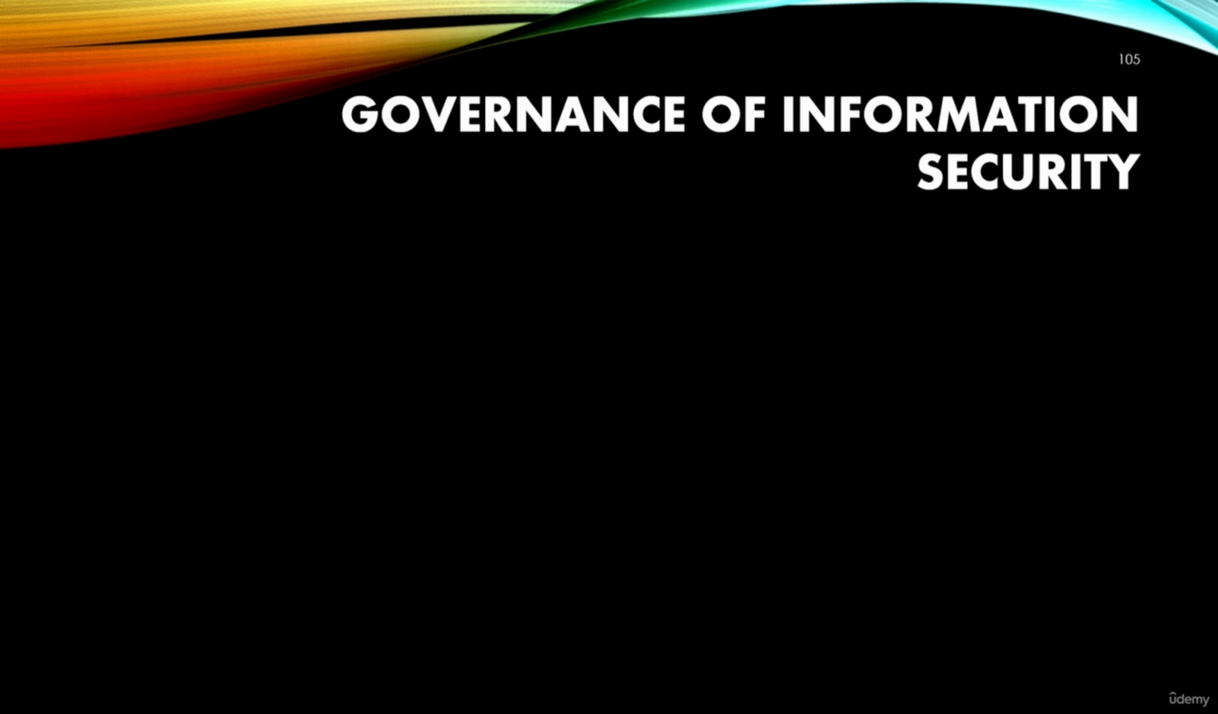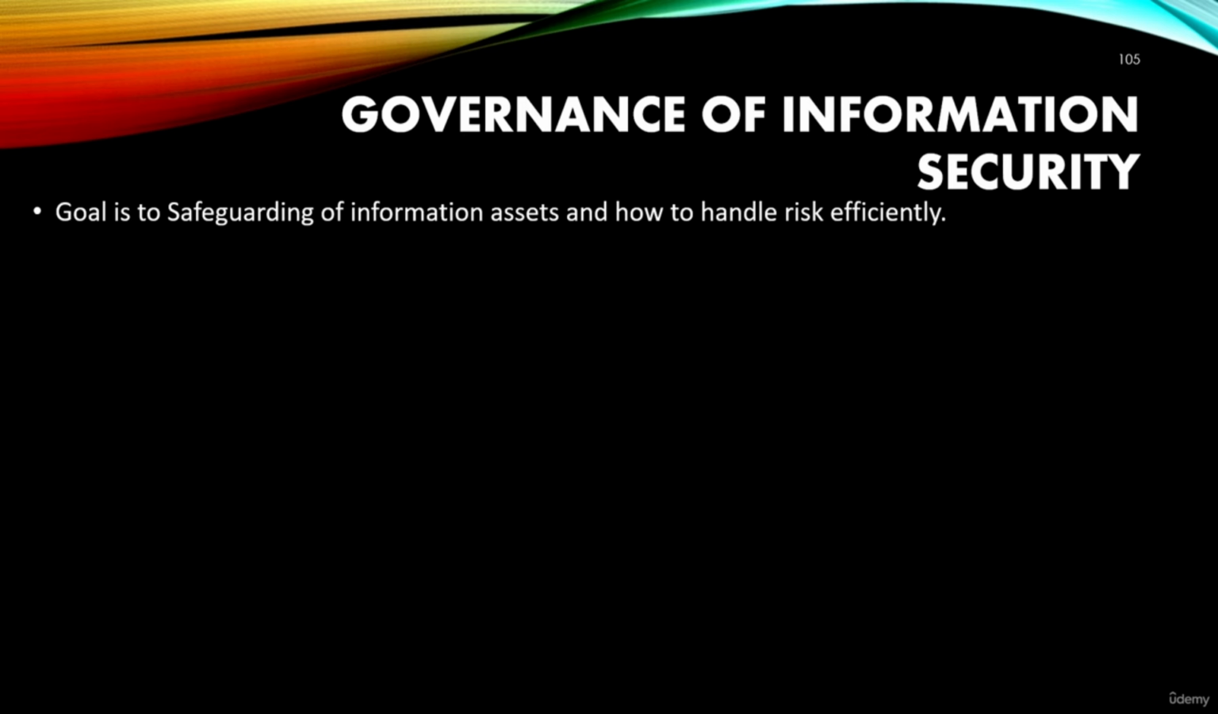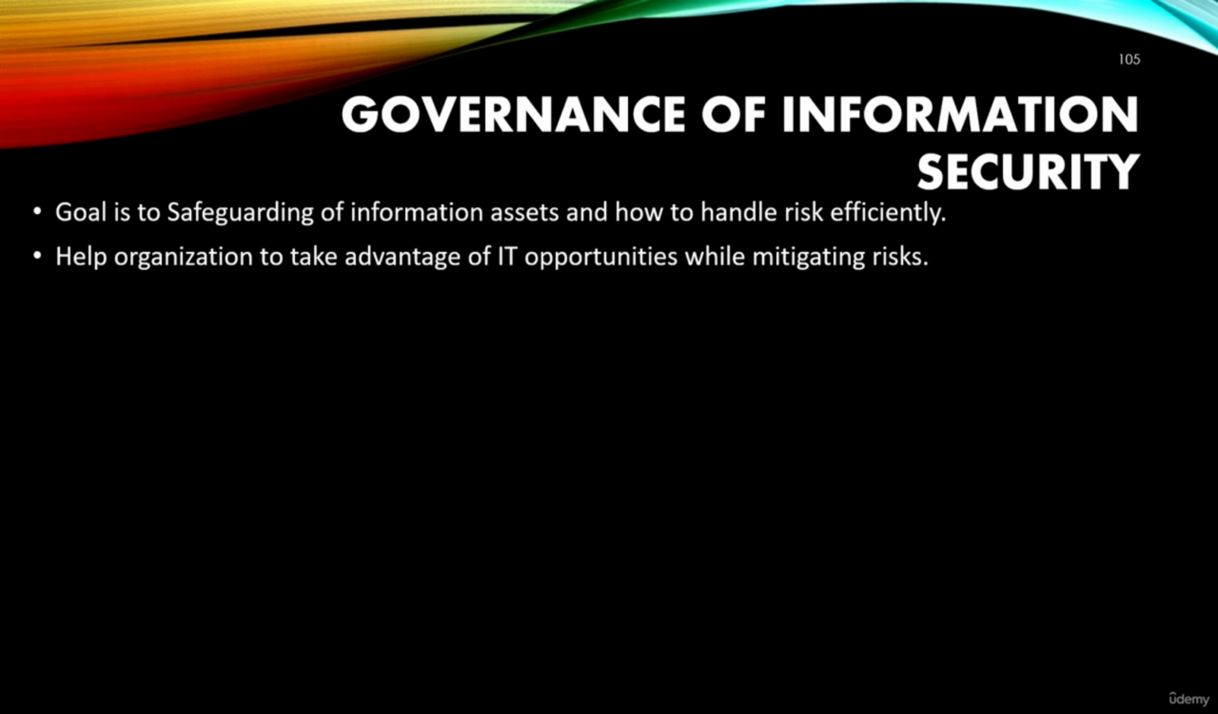As IT governance is a very important topic, information security governance is also a very important topic. The goal of information security is to provide safeguards for information assets and handle information risk in an efficient manner. So what are the different types of information risk? We have a lot of information risks. We have risks that could be related to the confidentiality of information, or its integrity, or its availability. By implementing a framework for governing information security, we can help the organization take advantage of IT adoption and use IT technologies while keeping the information risk as low as possible.